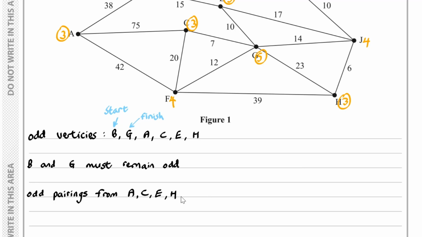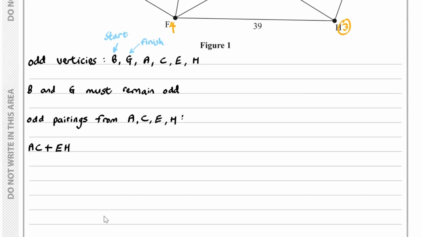So let's pair these together. We've got A and C plus E and H, and then we've got A and E plus C and H, and then we've got A and H, and then C and E.